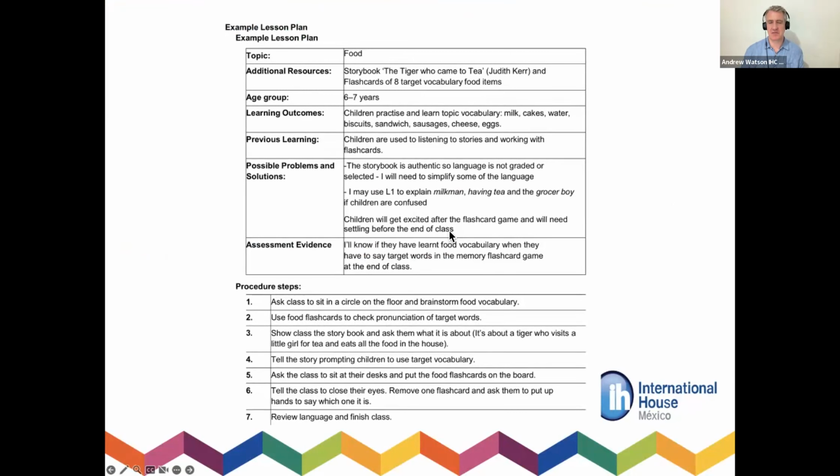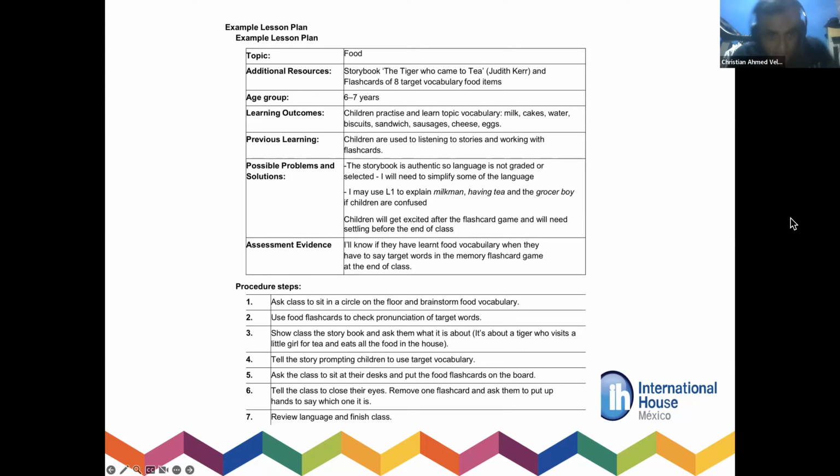Children will get excited after the flashcard game and will need settling before the end of the class. Assessment evidence: I'll know if they have learned food vocabulary when they have to say target words in the memory flashcard game at the end of the class. So let's have a look at the procedures. Christian, could you kindly read out the steps for the procedures?